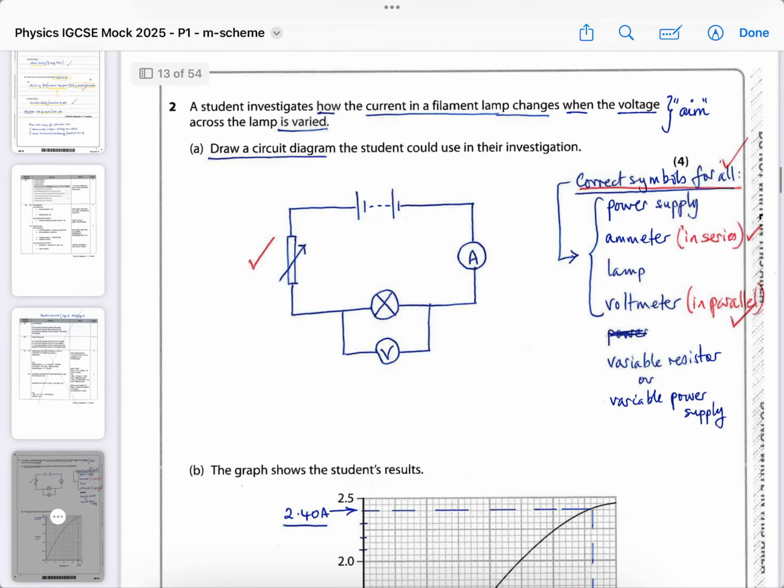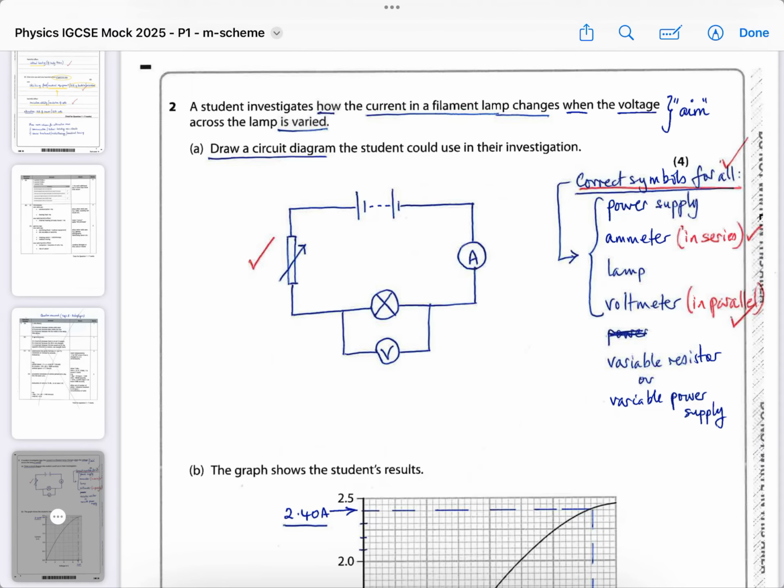And this one is to do with a filament lamp and how the current in it changes with voltage. So that's the aim of the investigation, to show how the voltage affects the current in a filament lamp. A filament is a tiny little wire made of tungsten, which has a high melting point, which is why they use tungsten in the old-fashioned filament lamps. And they're great for GCSE questions because when you heat them, they produce light and they get white hot without melting the wire.